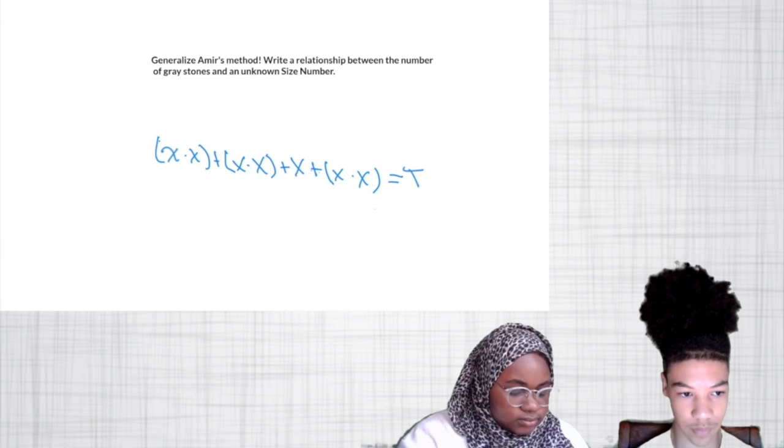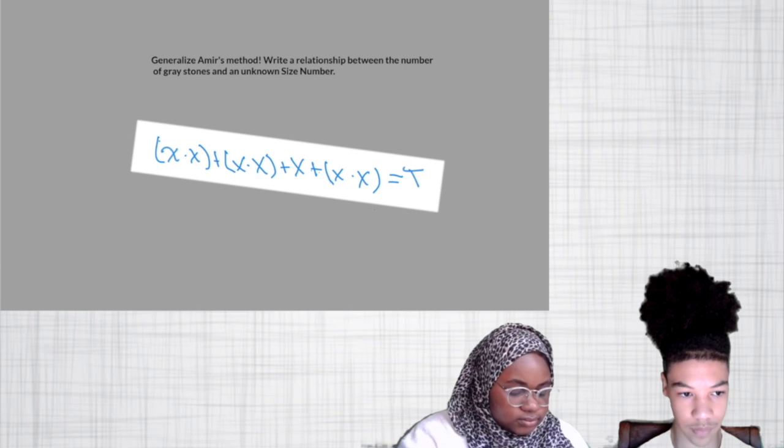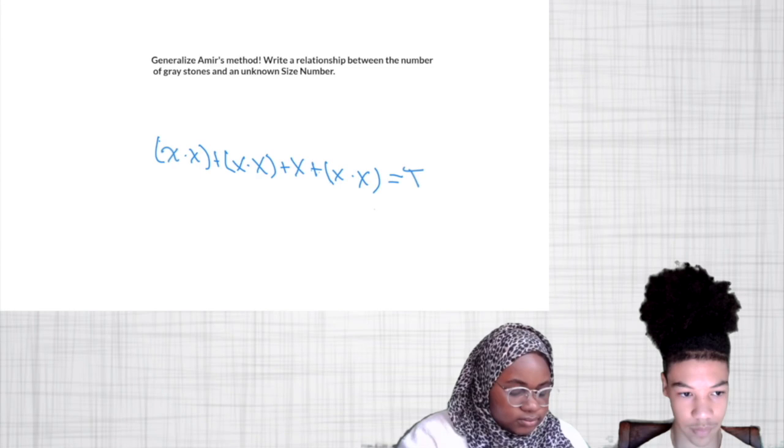There are a lot of great ideas in this episode. First, Haleemah and ET made quick work of writing their generalization using algebra. They found that Amir's method generalizes to the quantity x times x plus the quantity x times x plus the quantity x times x is equal to t. Then Haleemah and ET had a little difficulty thinking about what each variable represented. T was a total number of gray stones. That seems to match Amir's method. But what about x? What does x represent?